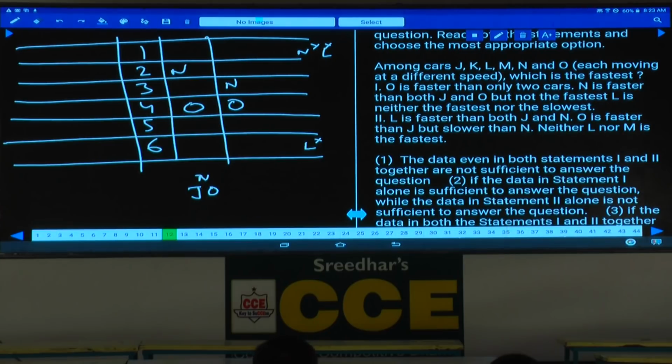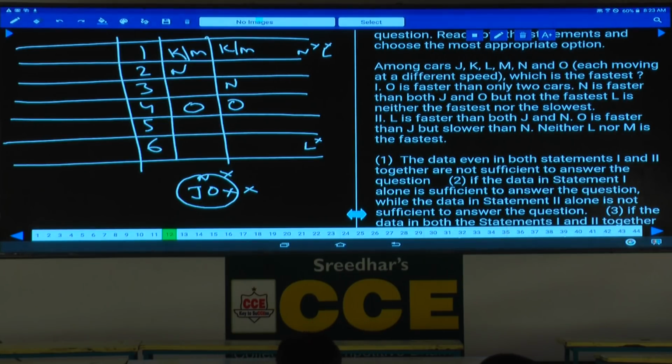If you observe here, N cannot be the fastest, L cannot be the fastest, J cannot be the fastest, and O cannot be the fastest. Among J, K, L, M, N, which can be the fastest here? Either K or M can be the fastest. Are you following this one or not? Because there is no information about these 2 at all.